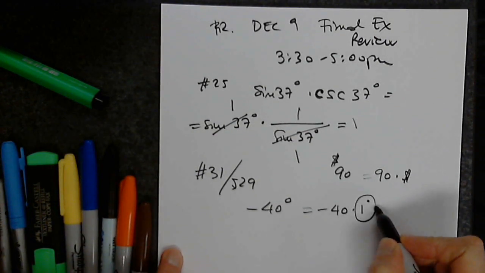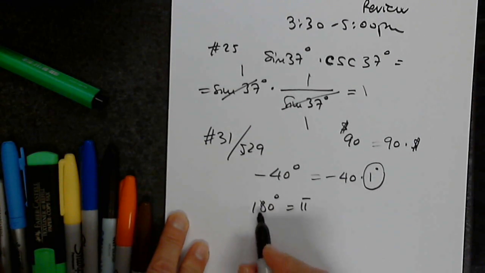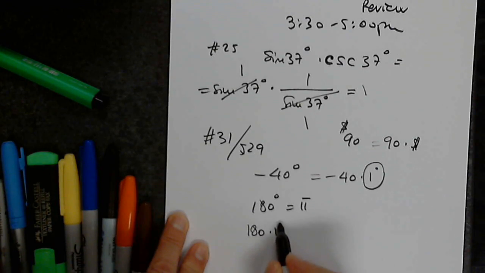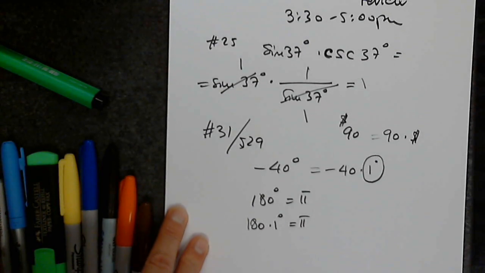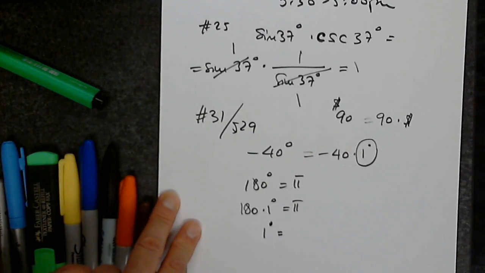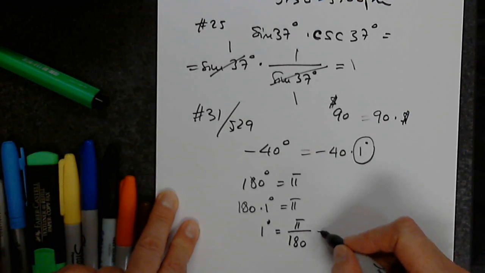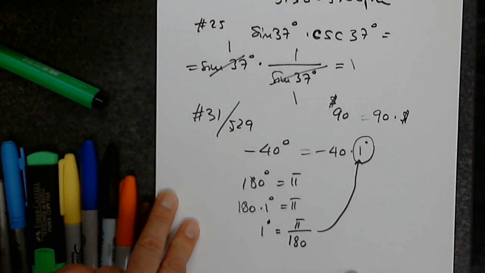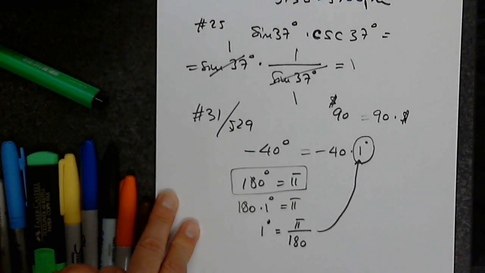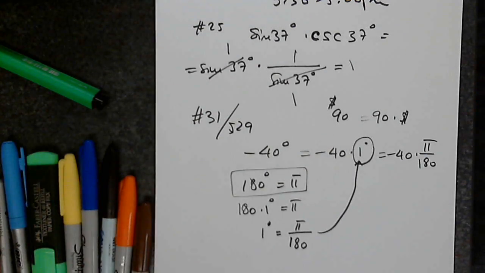I know what this means because I know the relationship 180 degrees equals pi, which means 180 multiplied by 1 degree equals pi. I will get 1 degree by doing what to both sides? Dividing both sides by 180. Very good. So all I have to do is put it in here. You don't need to memorize this, but you do need to remember that. Without that we cannot proceed. So then I would have negative 40 multiplied by pi divided by 180.